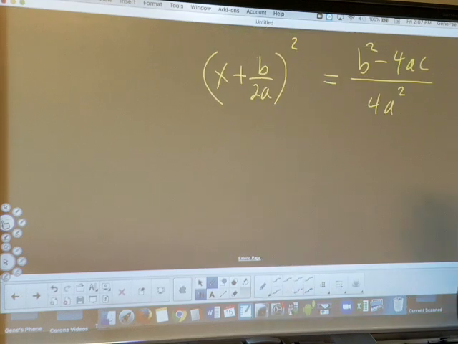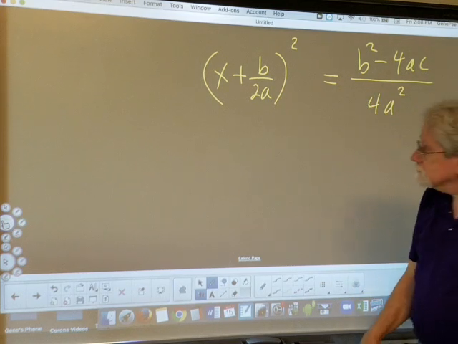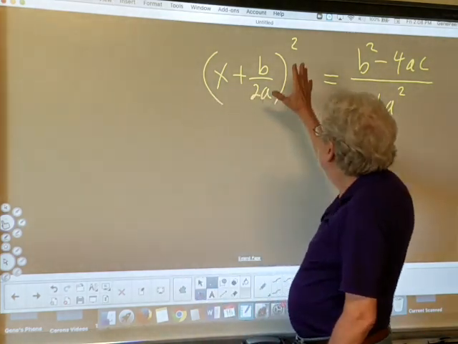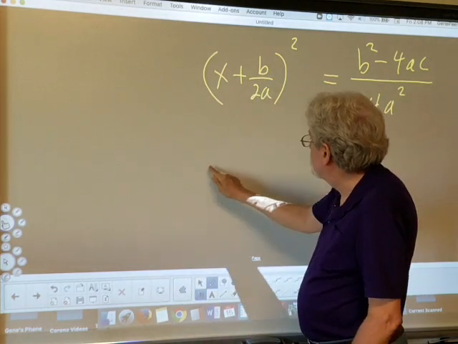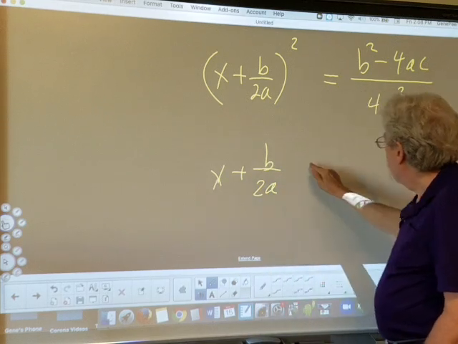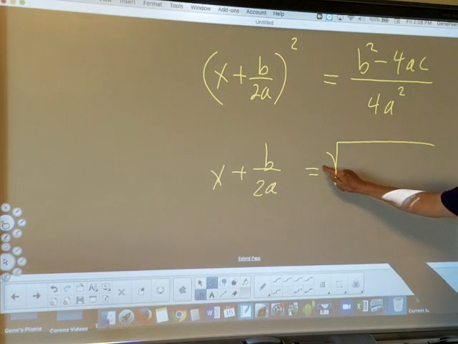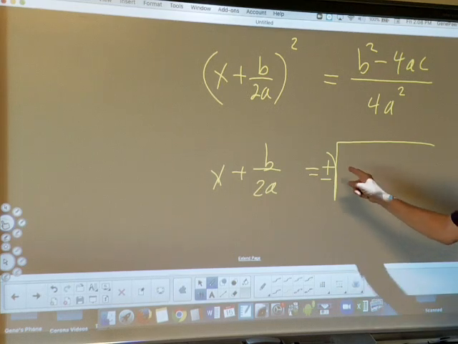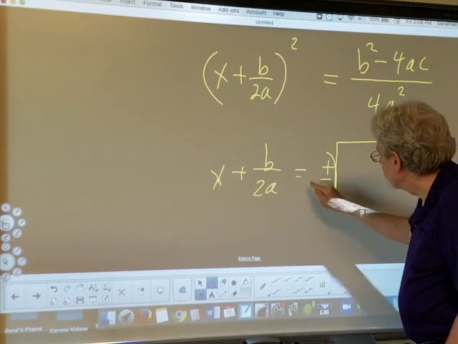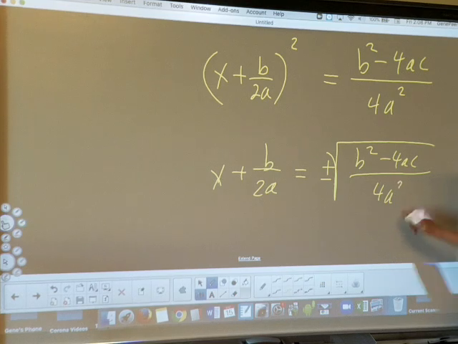All right. Well, with all the other problems we've done on completing the square, what was our next step? We take the square root of both sides. Same thing as before. Taking the square root of this thing, we end up with just x plus b over 2a. No problem. On this side, a little ugly, but it's going to be the square root of, oh, watch out, I almost forgot, plus or minus, let's move that equal sign over, plus or minus the square root of b squared minus 4ac all over 4a squared.